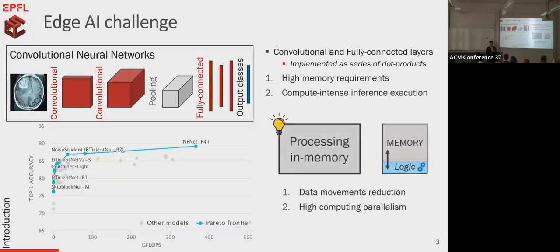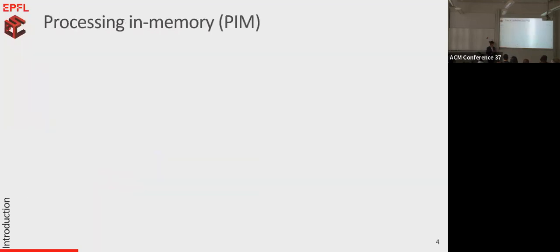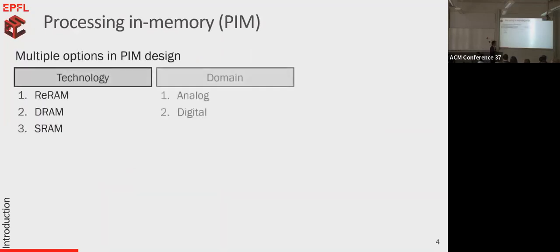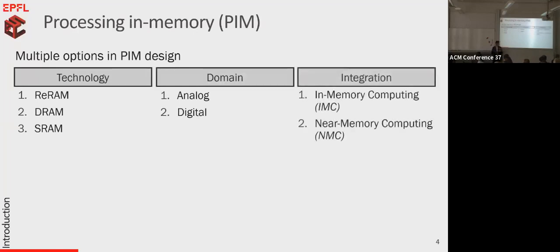One way to address this challenge is by considering processing in memory solutions, where you add a bit of logic at the periphery of memory elements, and this allows you to bring computation directly where data resides, reducing the number of data movements and allowing for a high degree of computing parallelism. When designing processing in memory solutions, you may have different choices. So you can focus on different memory technology, bringing computation in the digital or in the analog domain, and integrating the system as an in-memory computing or as a near-memory computing solution.